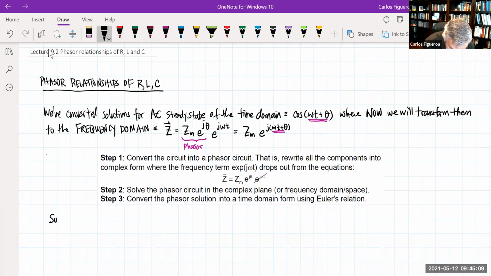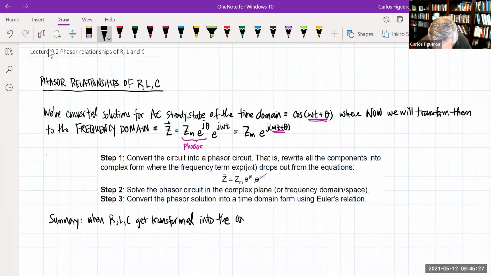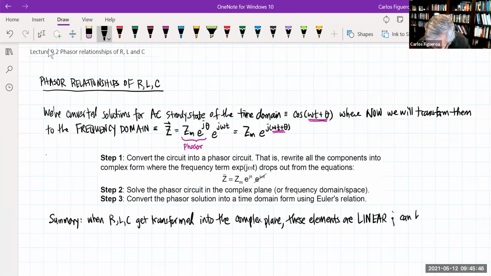So in summary, what I'm saying here: when R, L, and C get transformed into the complex plane, these elements are linear and can be treated with equal footing.